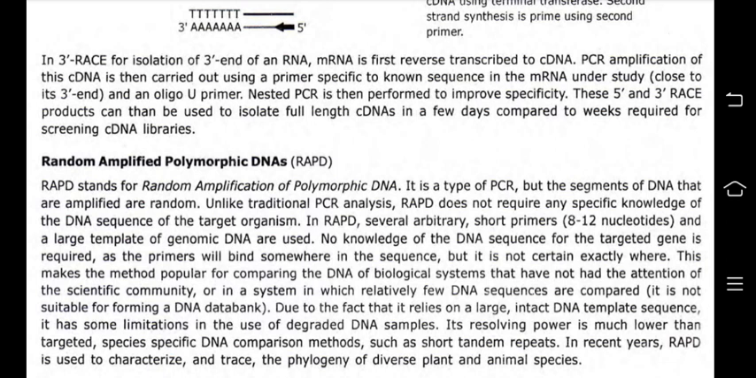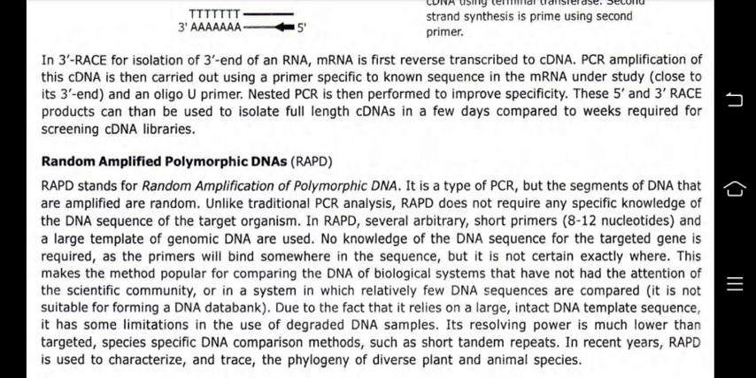In RAPD, several arbitrary short primers, 8 to 12 nucleotides, and a large template of genomic DNA are used. No knowledge of the DNA sequence for the targeted gene is required, as the primers will bind somewhere in the sequence, but it is not certain exactly where. This makes the method popular for comparing the DNA of biological systems that have not had the attention of the scientific community, or in a system in which relatively new DNA sequences are compared.